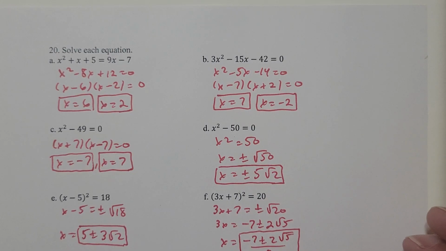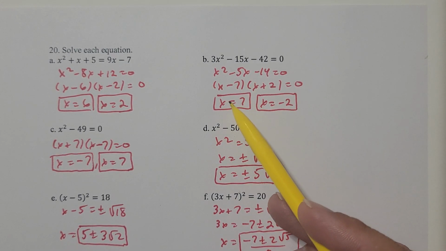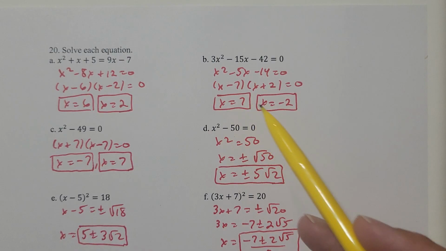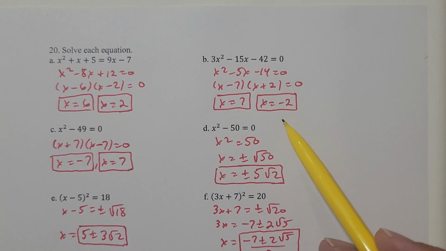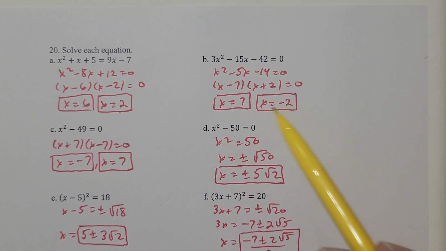Okay. And then set each factor equal to 0. So x minus 7 equals 0 means that x is 7. X plus 2 equals 0 means that x is negative 2. Again, these two numbers there would be the two solutions.